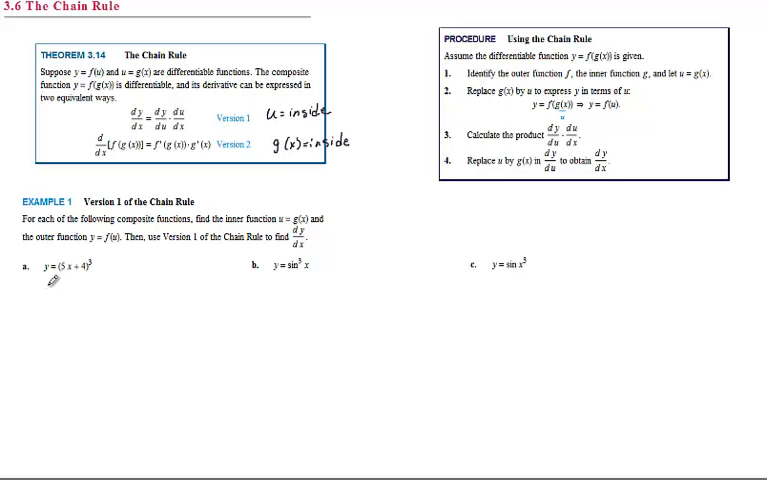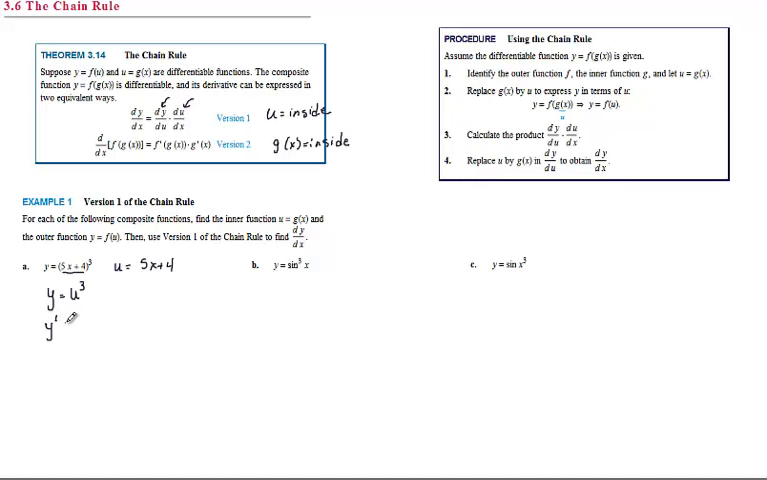I would like to find y prime. The first thing that I need to do is identify what my u is, and in this case the inside function is this 5x plus 4. So if I do a rewrite on this, I would get y equals u to the third. And what version 1 tells me to do is take the derivative of y with respect to u, and multiply that by the derivative of u with respect to x. So let's play that game.